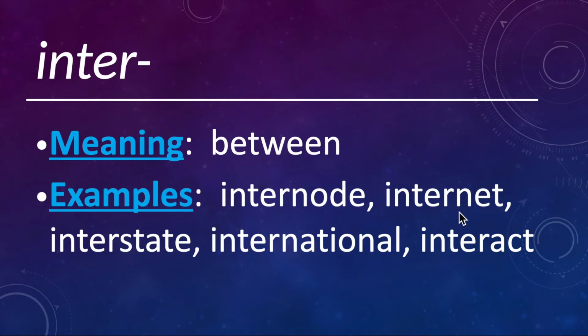Internet is basically a network between a bunch of different computers. Interstate is a road that goes between states. International basically is between nations, like international trade. Interact is basically an action between two people. So if you're interacting with someone, it's an action between two people.